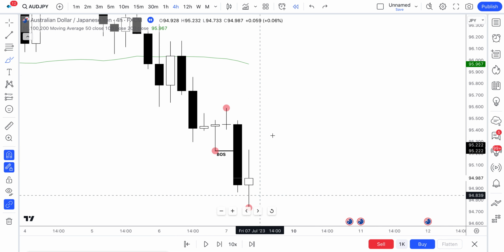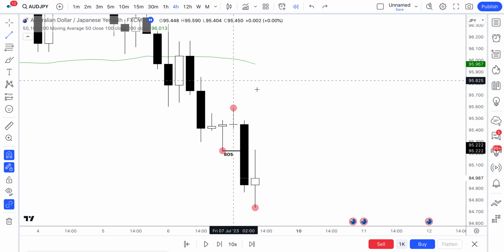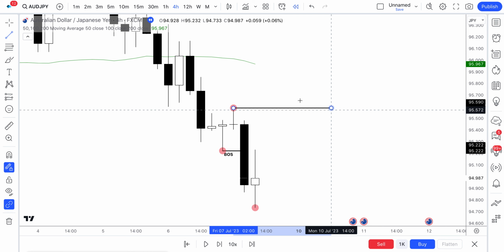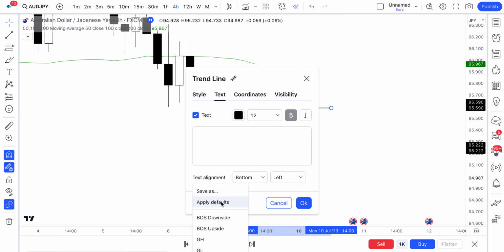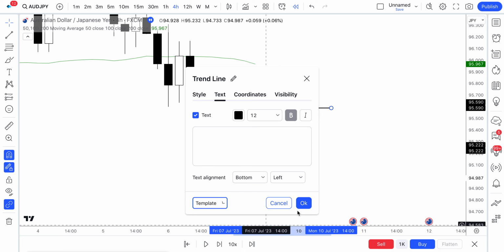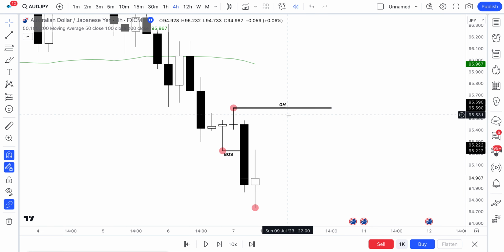So now that we understand that the bias is bearish, we can go ahead and mark on our invalidation level. The invalidation level is the most recent lower high before the break of structure. Okay, we can mark that on as a guarded high.